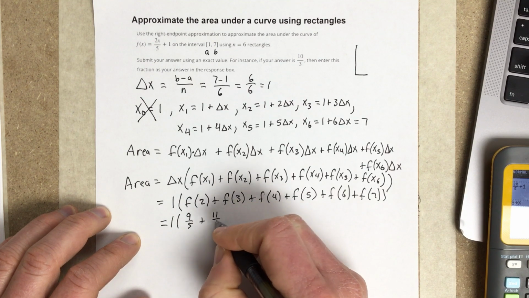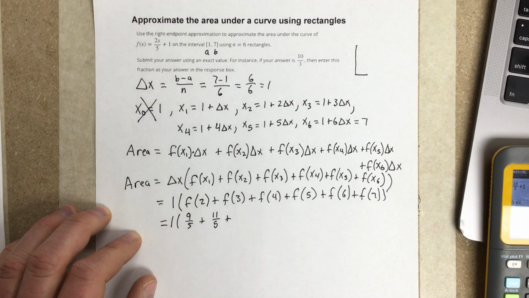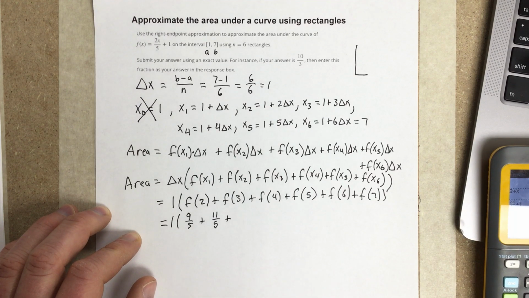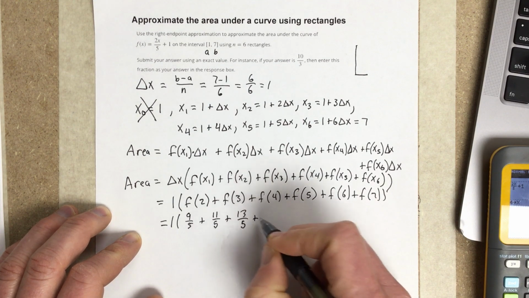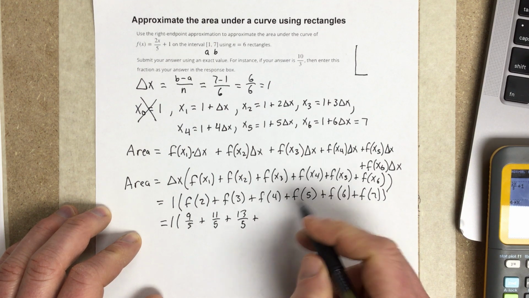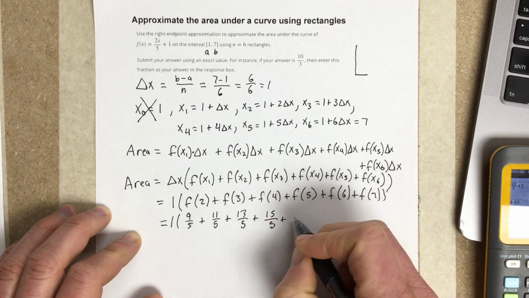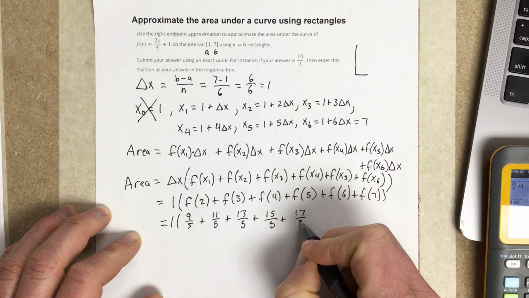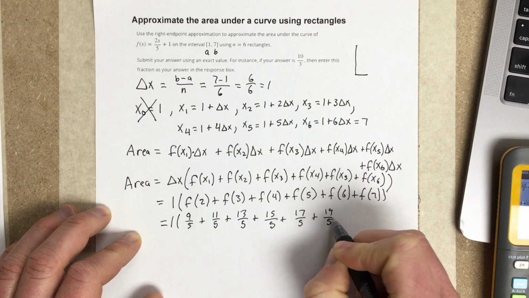And so I'm going to do this for each piece here. So plus, 4 stores x, 13 over 5. I can see a pattern starting here. So 9, 11, 13. So for 5 it's going to be 15 over 5. For 6 it's going to be 17 over 5. And for 7 it's going to be 19 over 5.